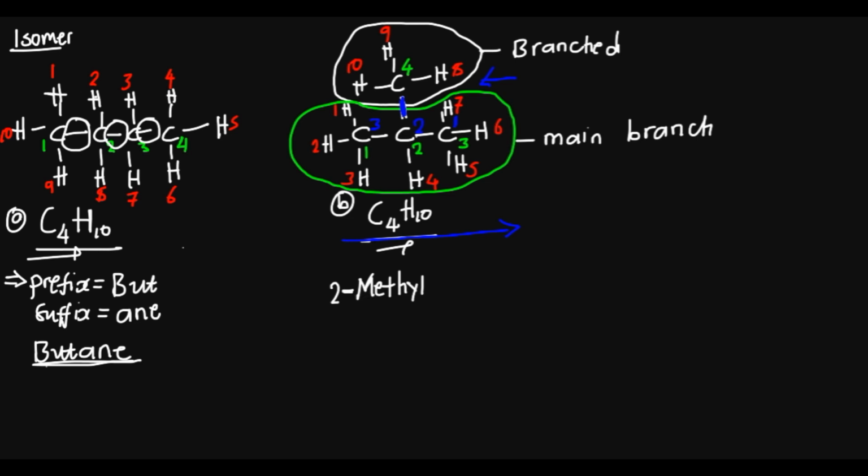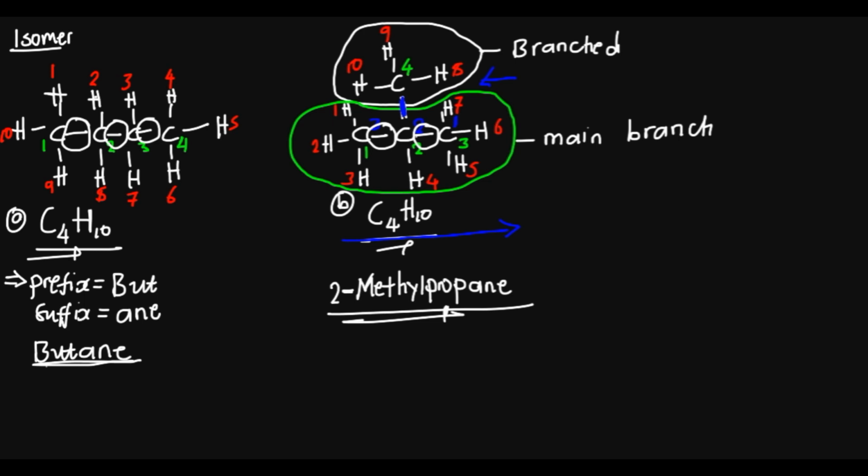Now from there we can go to the main branch. So how many atoms of carbons are there in the main branch? So it's 3. What is the prefix for 3? We have prop. Then what type of bonds do we have? We can see that we have single bonds. So we add A and E. So this is the name of this particular structure.